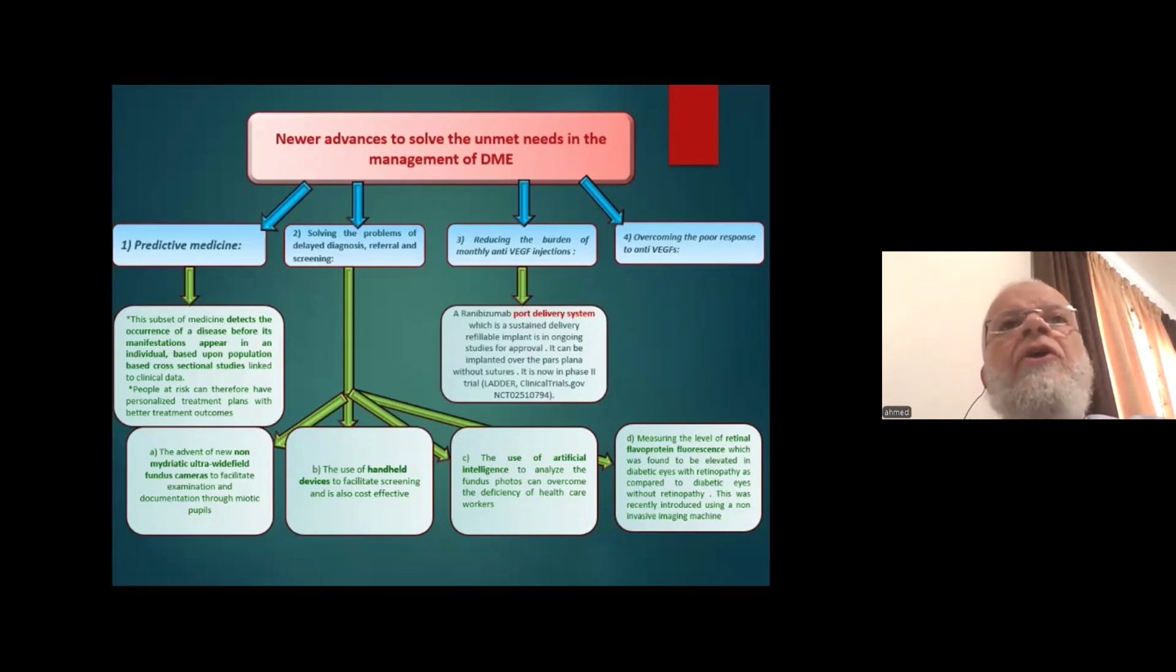To reduce the burden of monthly anti-VEGF injections, we use longer-acting anti-VEGFs or the port delivery system, which we shall see in the following slide.